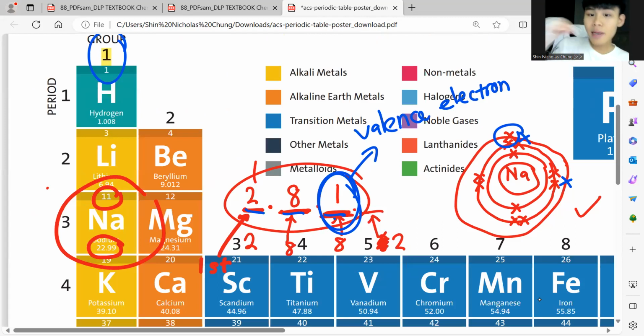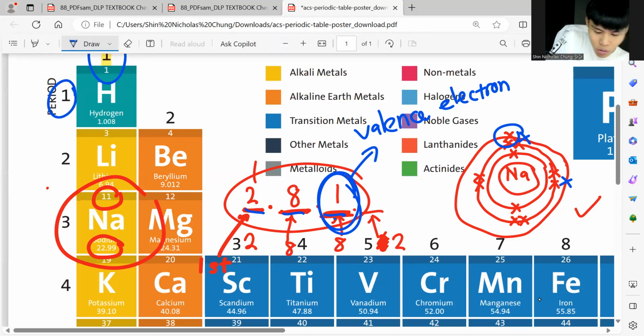Period means how many electron shells are there. So if it's one, that means you only got one. Okay, sorry, one. And if it's two, that means you will end up with something like this.